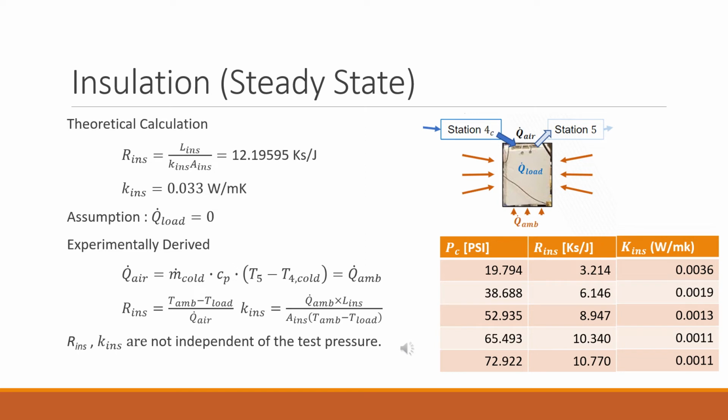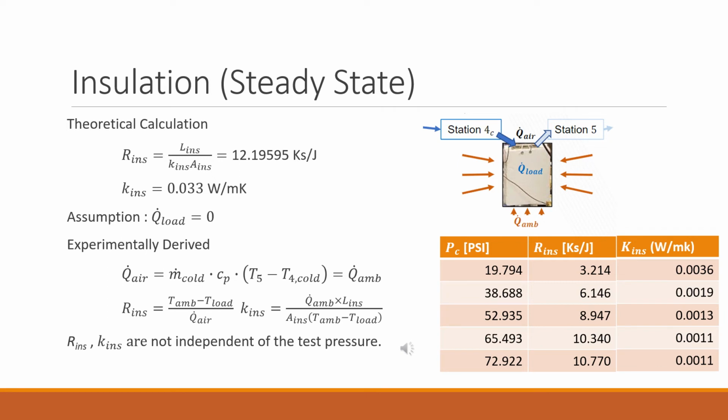At steady state, it was assumed that energy leaving the load is zero, which means that the total energy transferred into the cold air should equal the energy entering the system from the environment. Total energy transferred into cold air was calculated using measured mass flow rate, measured temperature, and given specific heat of air. And using the following energy balance equation, thermal conductivity for styrofoam and thermal resistance for the styrofoam was experimentally derived. It was compared with the given theoretical conductivity and theoretically calculated resistance.